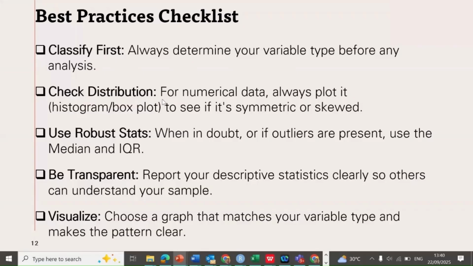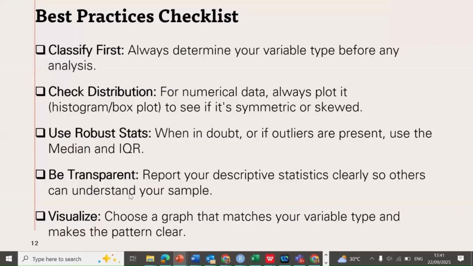Then you need to check your distribution to see if there's any skewness or if it is symmetric. That will help you know if you are reporting a mean or a median for that variable, and will let you know if you want to use a box plot or a histogram to report that variable. Then you also need to use robust statistics. Range. But if your data is symmetric, then it will be okay to use the mean.